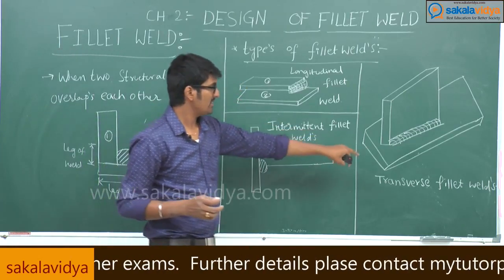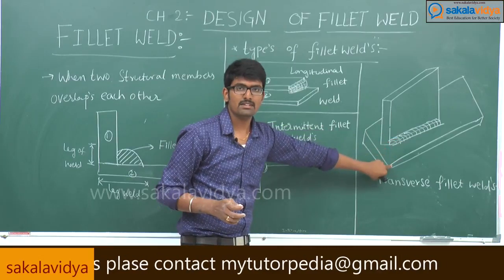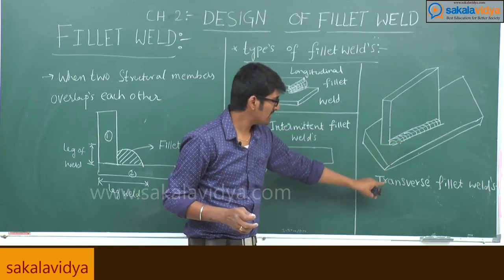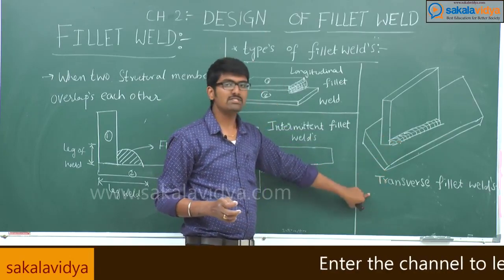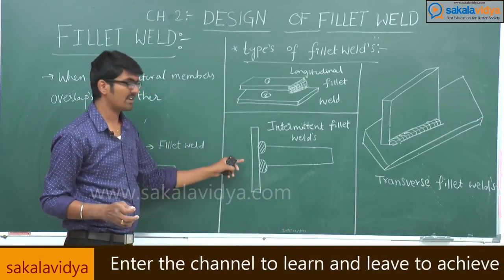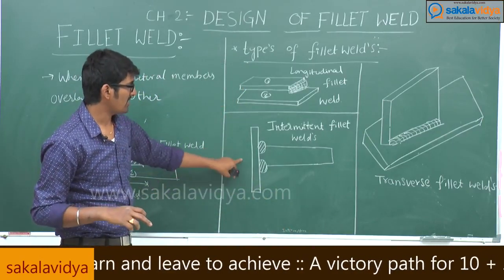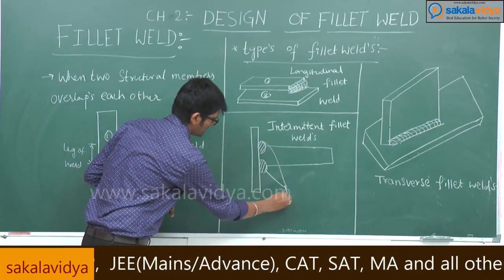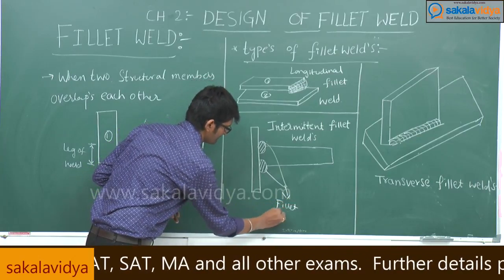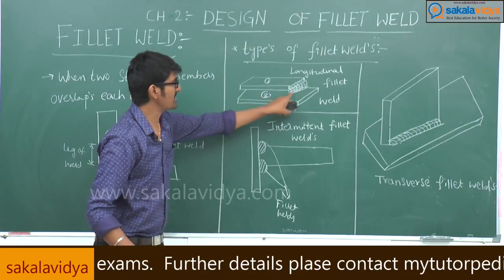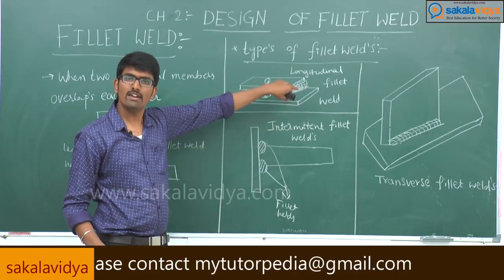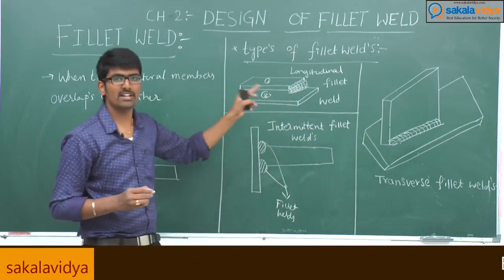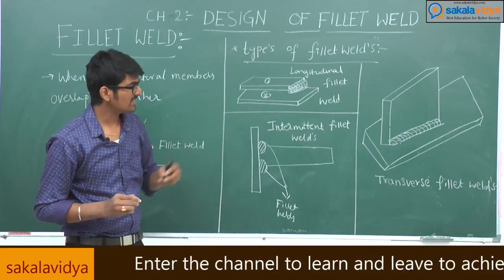Here, this flat plate is perpendicular to this plate, so this is transverse in direction, though the welding will be done in this direction here. This type of fillet weld is called a transverse fillet weld, directly joined in the form of a T. This is called an intermittent fillet weld, and the welds will be coming here. These 2 are the fillet welds. This complete section in breadth-wise will get the weld, whereas in length-wise will get the weld. This is called a longitudinal fillet weld, this is an intermittent fillet weld, and that is a transverse fillet weld.